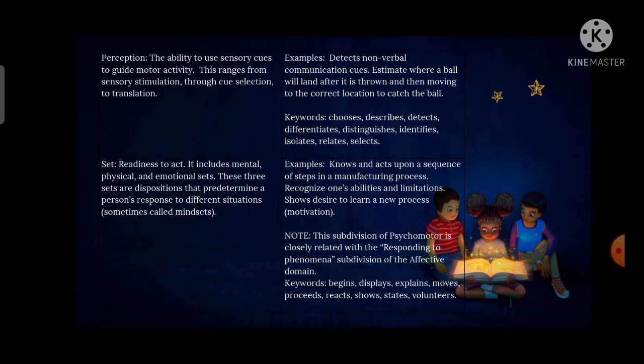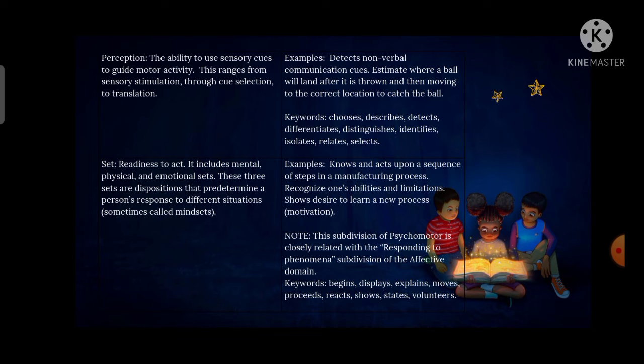An example is you have to detect the non-verbal communication cues or estimate where a ball will land after it is thrown and then move to the correct location to catch the ball. Your perception, the perception of your mind.